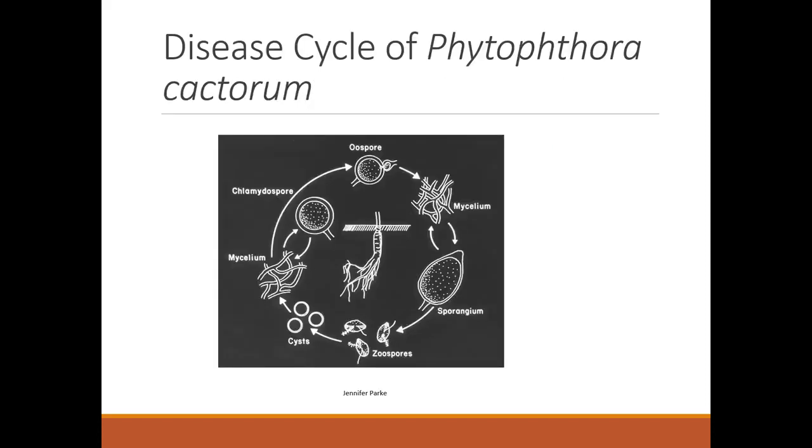And so here is a disease cycle of Phytophthora cactorum, another type of Phytophthora that is found on apple trees. Again, as I'm saying, the thing to think about is that it can survive for a number of years, especially in the soil.